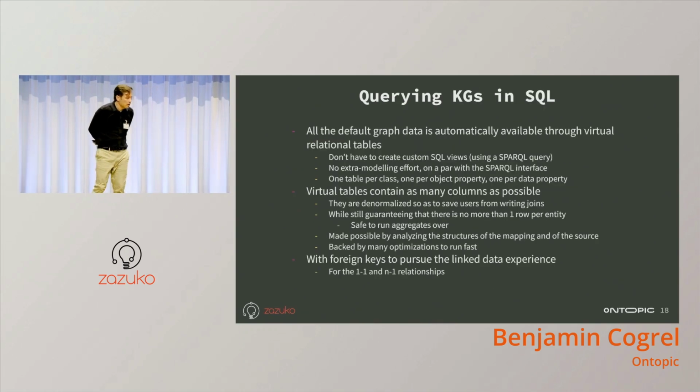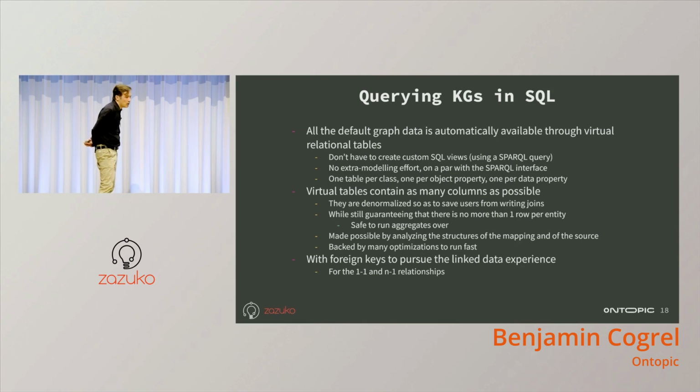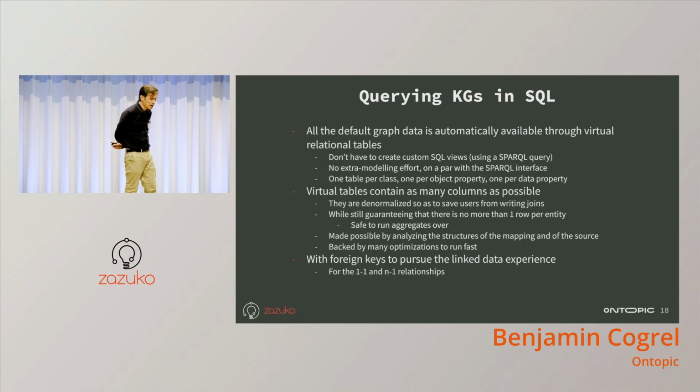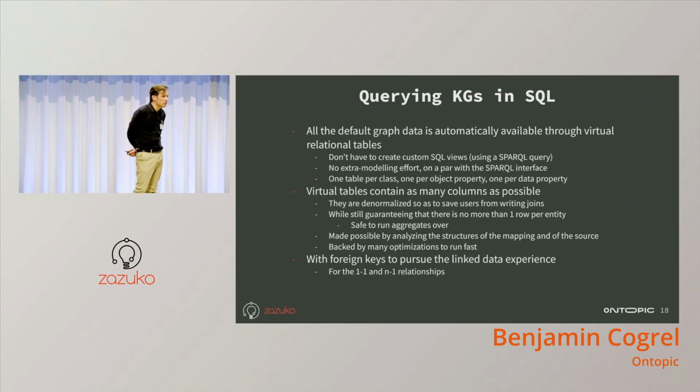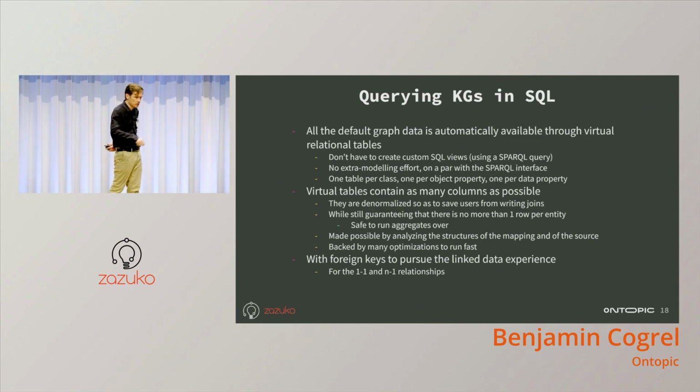So basically, with that solution, we are able to automatically generate what we call virtual tables and expose all the data that is in a default graph. So these views are automatically generated. You don't have to do extra effort because we want to have an on-par experience with SPARQL. You have your mapping, you may have your ontology, and with that you can automatically materialize or you can automatically virtualize and query in SPARQL. So we want to have a similar kind of experience with SQL.